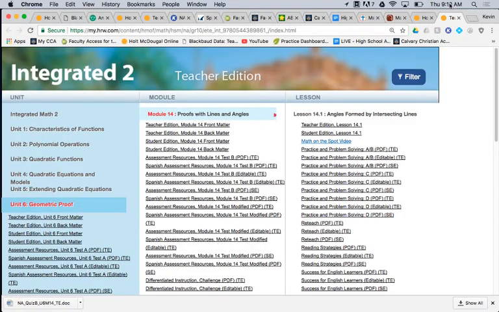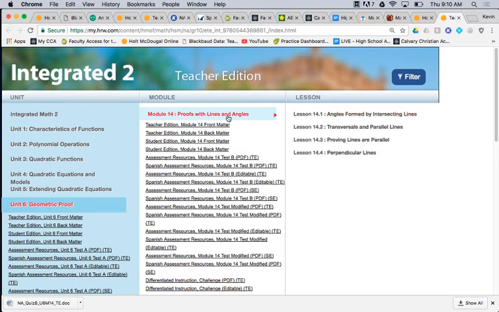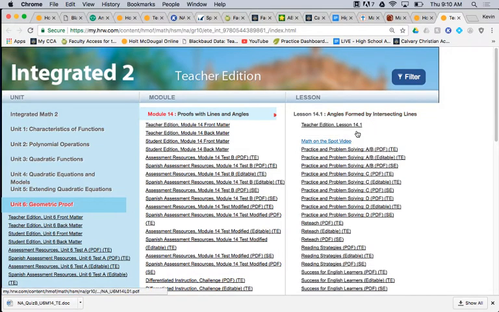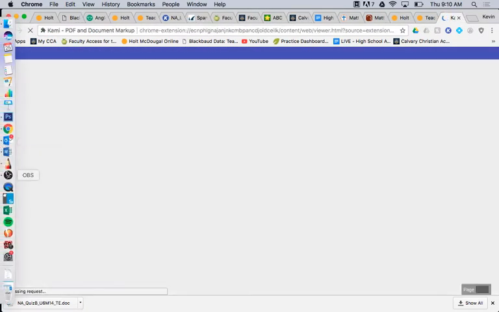Go through it. So, the test is on Module 14, Proofs with Lines and Angles. It starts with Lesson 14.1, Angles Formed by Intersecting Lines.